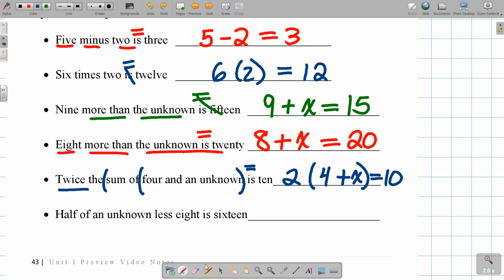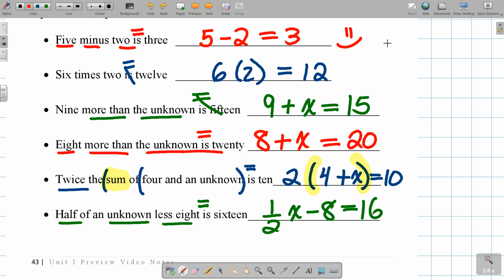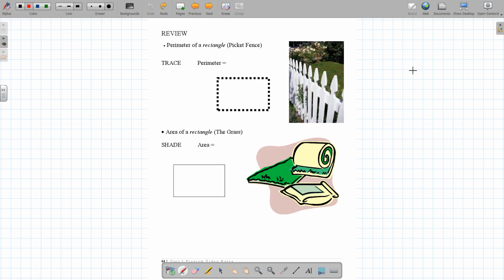Let's recap, though. Two main equations that we're going to work with in geometry are the perimeter and the area of a rectangle. Very simple. You've seen this before, most likely. But I have some things I want you to remember. When you are working with perimeter, always physically trace it. Physically walk it around, and imagine that you're walking around a picket fence. Perimeter, picket fence.